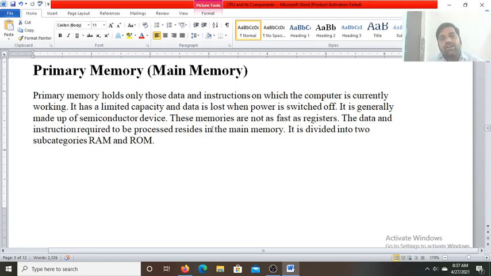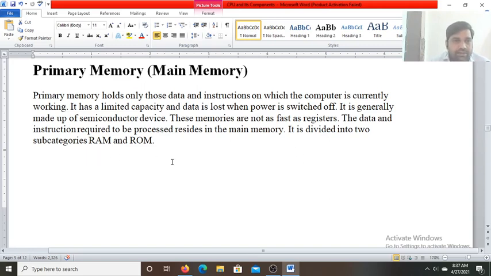These memories are not as fast as registers. Registers are the memory present in the processor inside the CPU. The fastest memory of the computer is the registers only. All the intermediate results at the time of calculation, the ALU saves on the registers only. The data and the instructions required to be processed are present in the main memory.